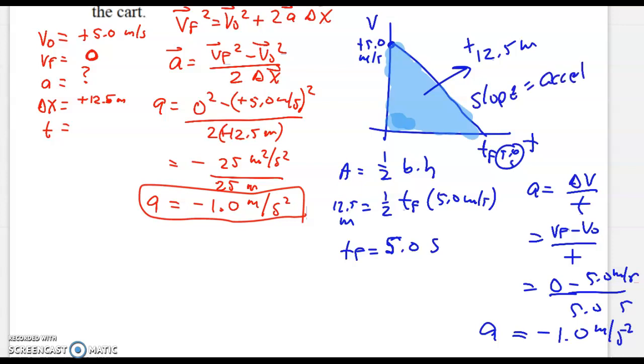So that means that if I went down by 5 in 5 units, you may have just realized, hey, -1 meter per second squared as well.